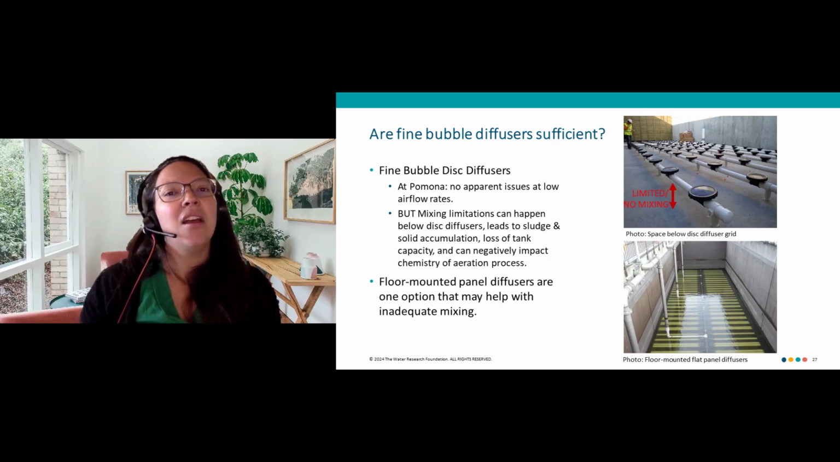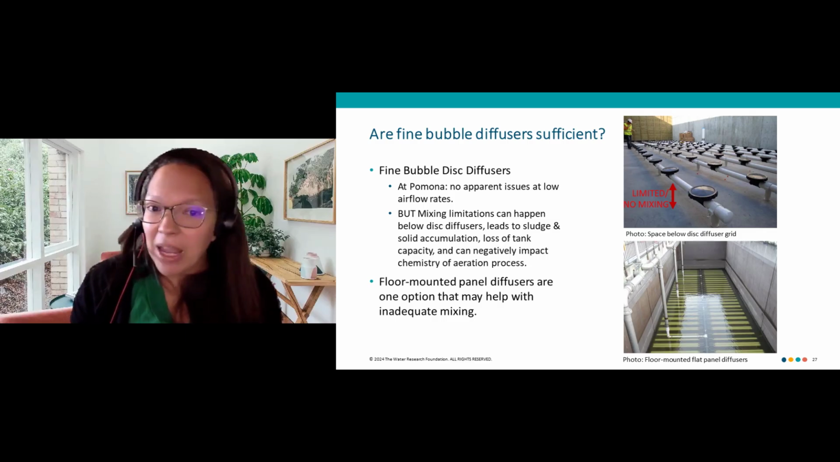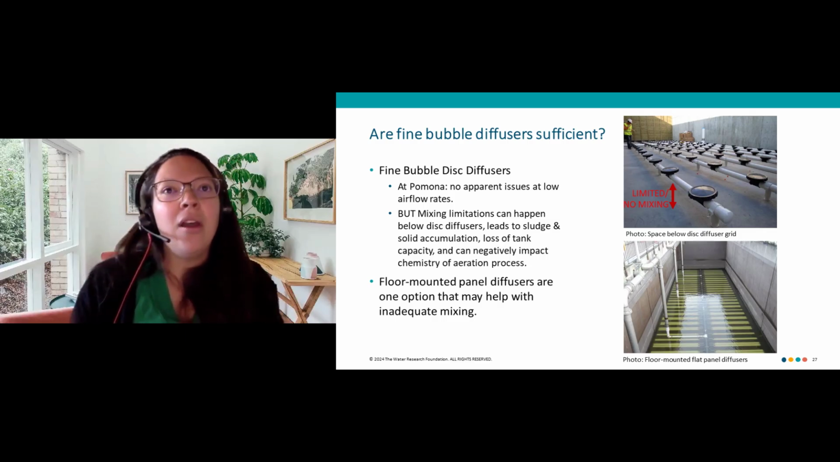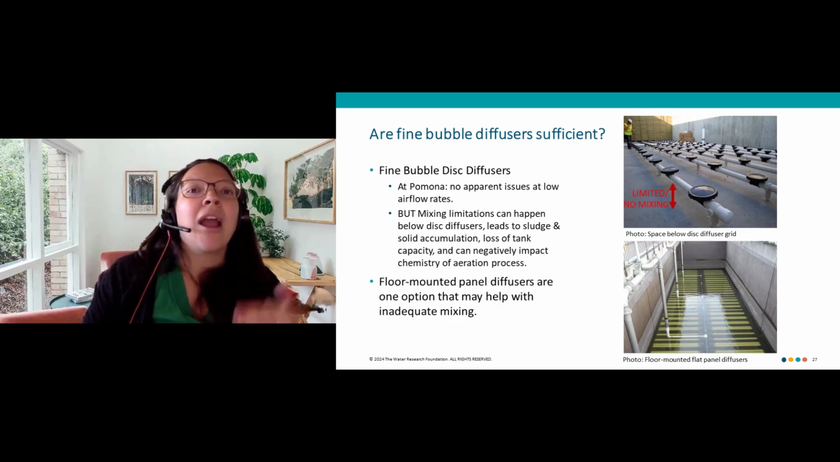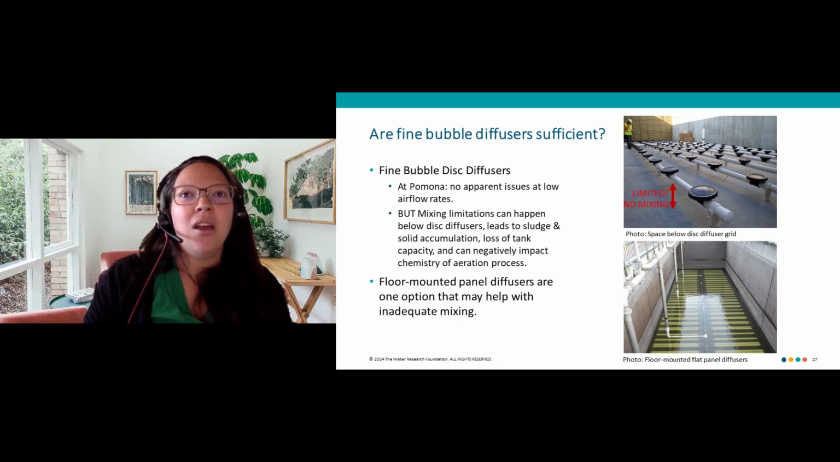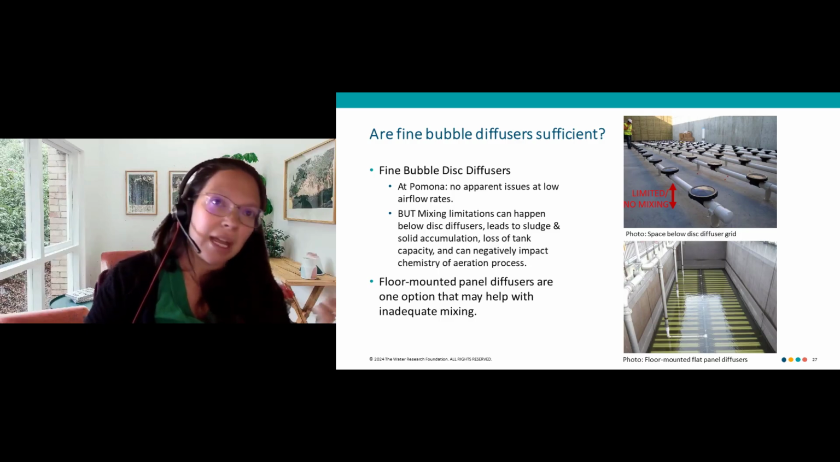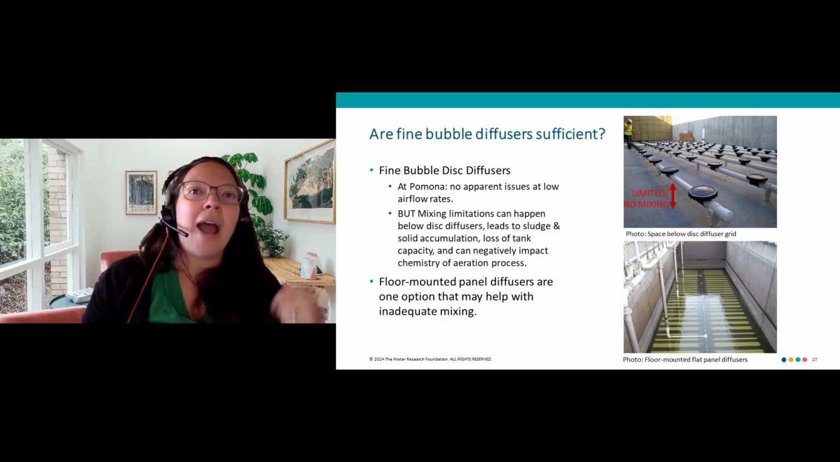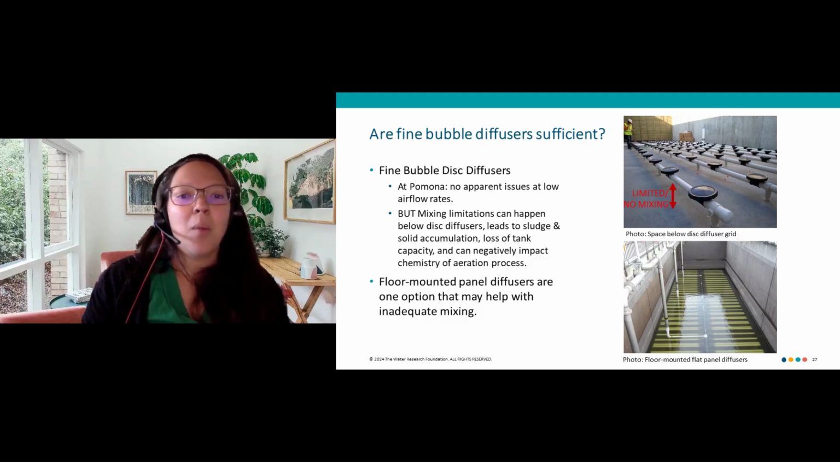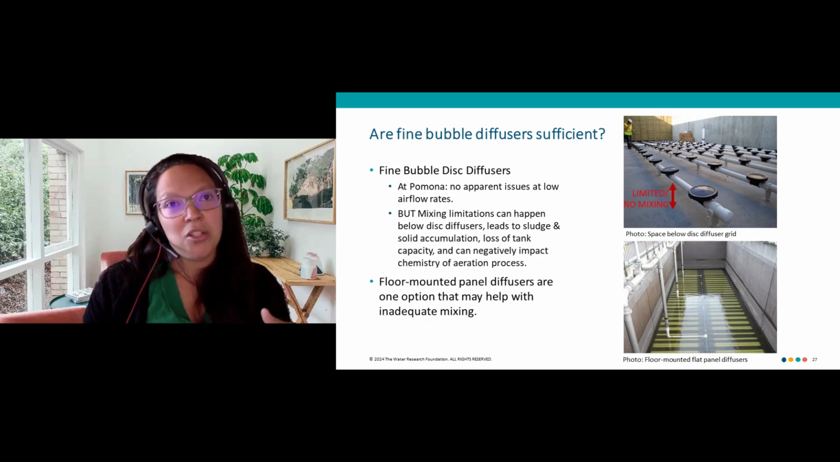Some facilities that are looking to replace their diffusers may consider floor-mounted panel diffusers, since mixing limitations can happen between the floor and the diffusers themselves, as shown in the upper right photo, which can lead to sludge and solid accumulation, loss of tank capacity, and can negatively impact chemistry of the aeration process. But again, we have seen no apparent issues at Pomona.